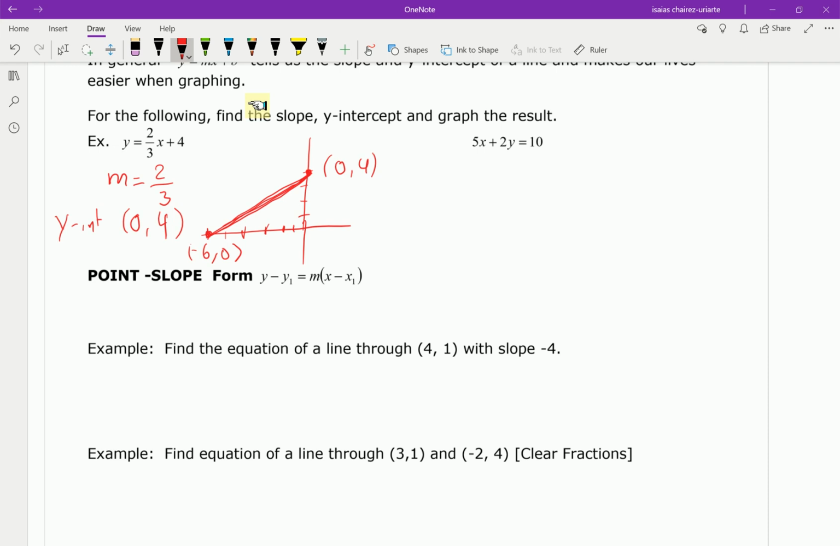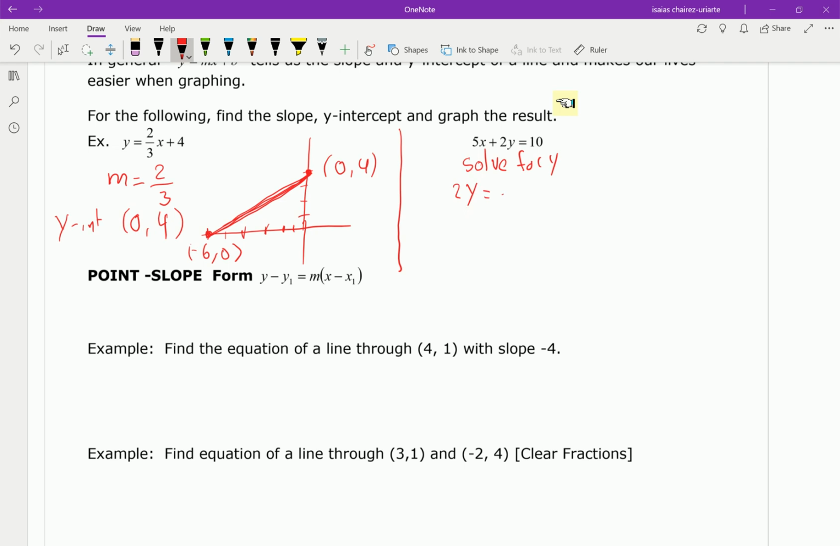All right, let's think about the next one. For the next one, I gotta do a little bit of work to discover the slope and the y-intercept. I first gotta put my equation, which right now is in what's called standard form, into slope-intercept form, which means let's solve for y. If I solve this thing for y, I end up with this.